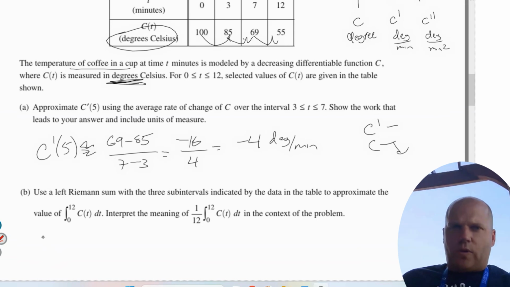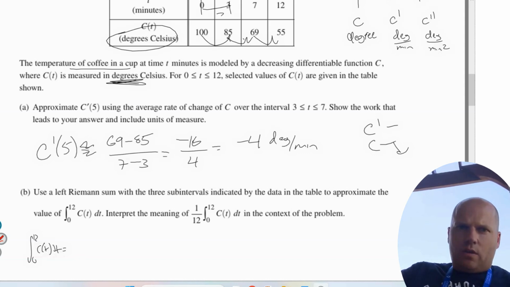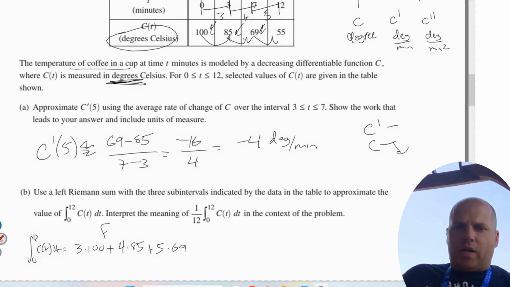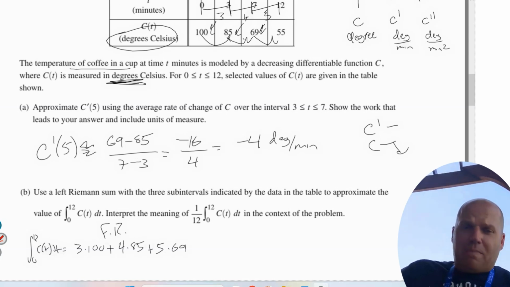Approximate the integral from 0 to 12 of C. We've used a left Riemann sum again, so we got 0 to 3, we got 3 to 7, we got 7 to 12. I'm going to leave that for your response. You don't have to simplify. Okay. And this is in degrees minutes.